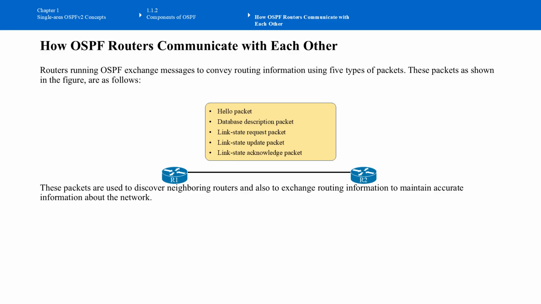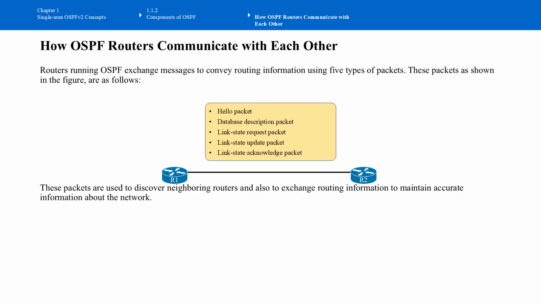The neighbor responds with the fourth packet, the link state update, or LSU packet. This packet contains the requested link state information. It's also the packet used when there is a change in the network, such as a link failure or the addition of a new network. Finally, after receiving the update, the router sends the fifth packet, the link state acknowledgement, or LSACK packet. This confirms that the update was received successfully, making the exchange reliable.